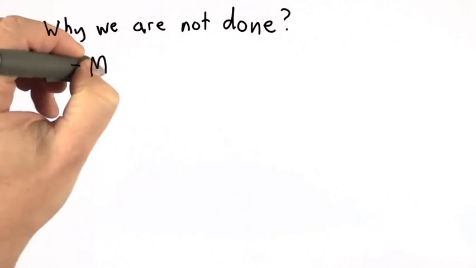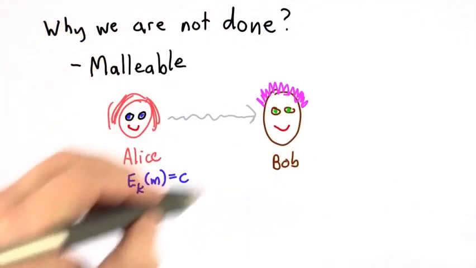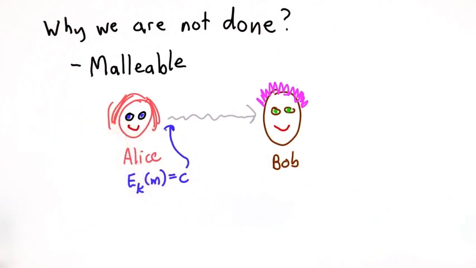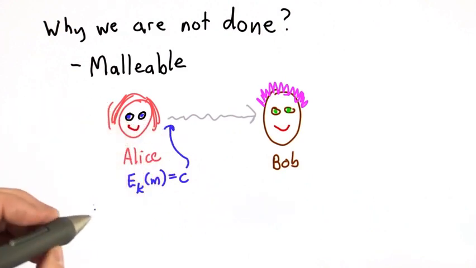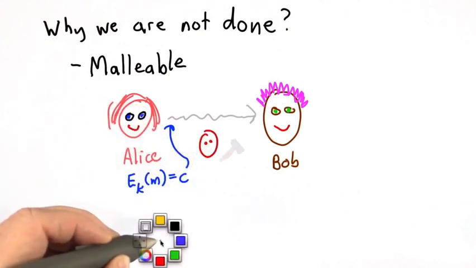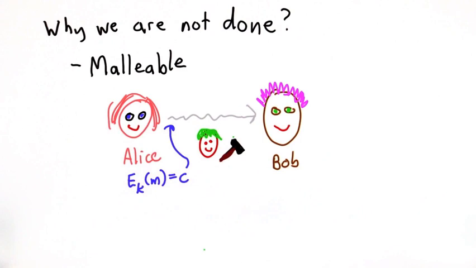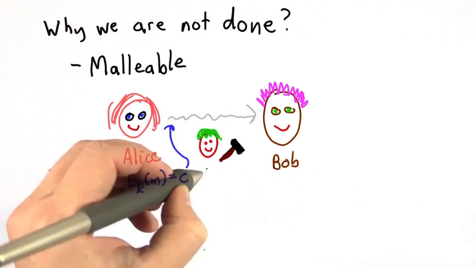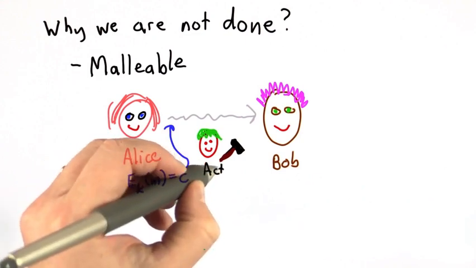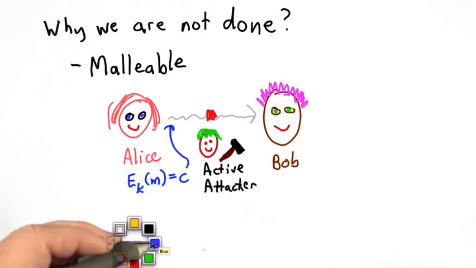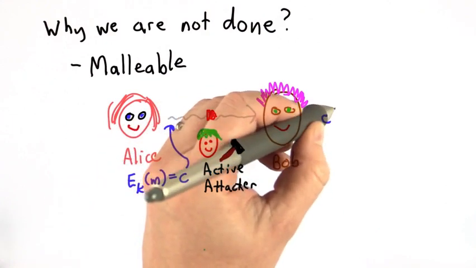One problem is that it's malleable. What malleable means is, if Alice sends her ciphertext to Bob and our evil interceptor, this time it's not just an eavesdropper, it's an eavesdropper with a hammer. If our interceptor has control over the network, instead of just being an eavesdropper, she can be an active attacker. And an active attacker means they can actually change messages on the network. So the message that arrives at Bob is not C, it's C prime.